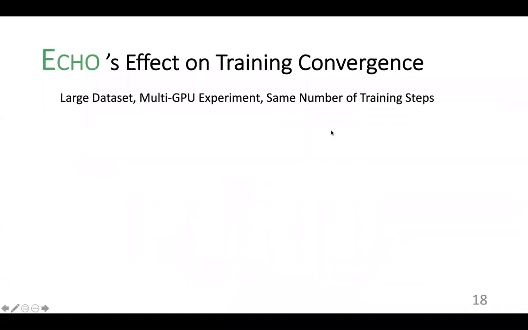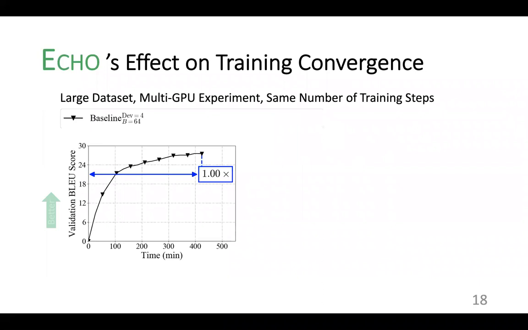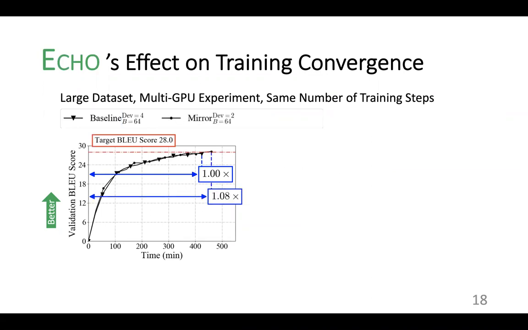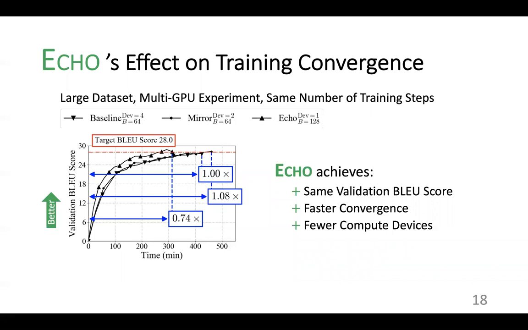To study the effect of ECHO on training convergence, we trained the 3 systems on a large dataset using multiple GPUs. We used the subscript to denote the batch size we're using, and the superscript to denote the number of GPUs we are using. We observe that although prior work, Mirror, can train the same batch size using only 2 GPUs, it converges 8% slower than the baseline. On the other hand, ECHO only requires 1 GPU to train that large batch size, and can further increase the batch size limit from 64 to 128. Therefore, it converges 1.35 times faster than the baseline, while reaching the same validation BLEU score using the same number of training steps.